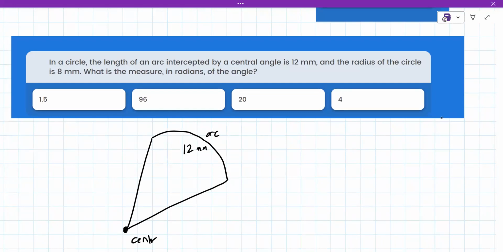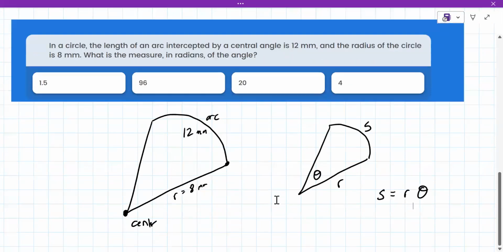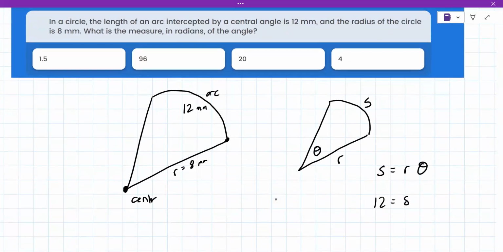And the radius is going out from the center to the edge. There's actually 2 radii here. You've got one down here and one up here. It has a measure of 8 millimeters. Now there's a simple formula here that you were given in geometry, which is that the arc length equals the radius times the angle. S equals r theta. You're given the value of S and the value of R. Do you agree with that? That's S, the arc length, and that's R, 8. So you have 12 equals 8 times theta.